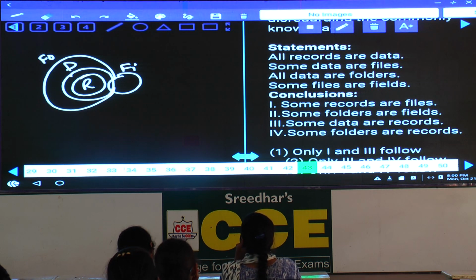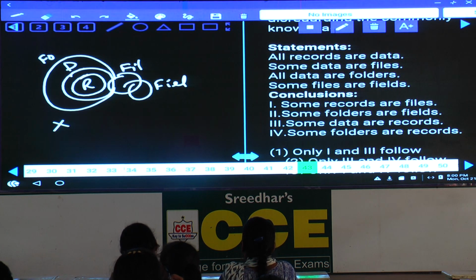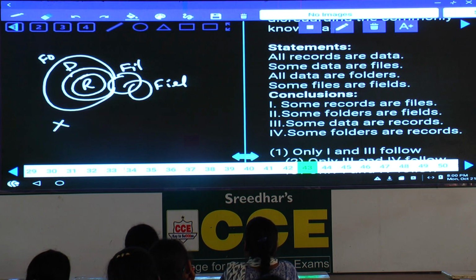And next one, some files are fields. Now these are files. And some of the files are what? Some files are fields. Then first one, some records are files. Some records are files, true or false? It is false, no intersection between these two. Some folders are fields. Folder and field, again there is no intersection.